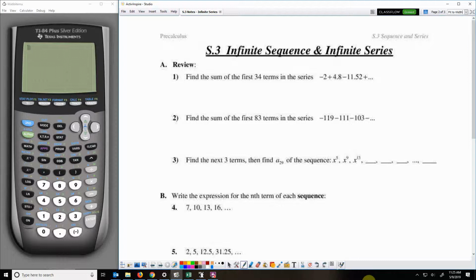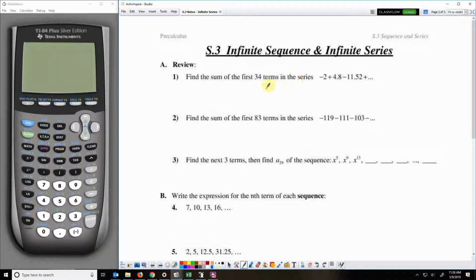Hey guys, today we are going to start by reviewing sequences a little bit, and then we are going to extend that to finding an expression for the nth term of a sequence. So first, find the sum of the first 34 terms in the series.